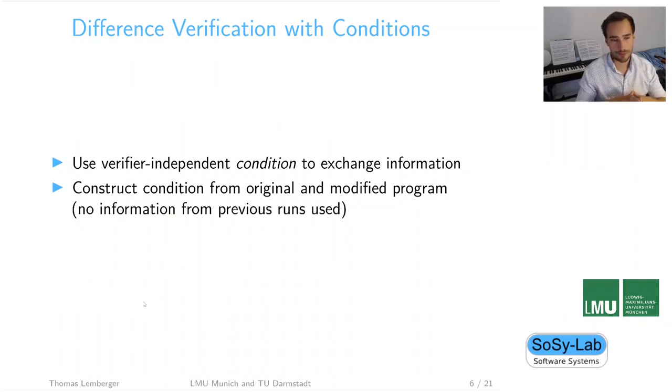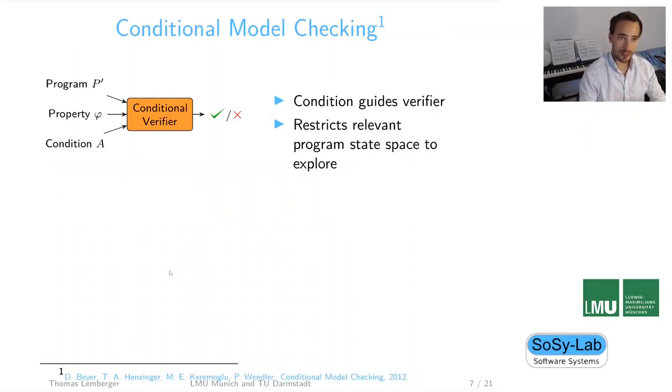How do we do that? Instead of using some information exchange between the verification runs, we use a verifier-independent condition to exchange information. And we construct these conditions not from a previous verification run, but from an original and a modified program. We extract the differences between these two programs, put them in a condition, and give this to the verifier. So let's see how this works.